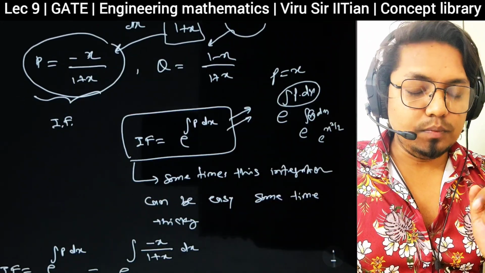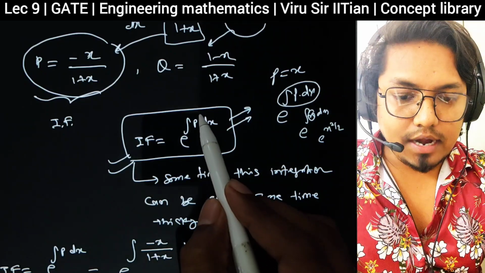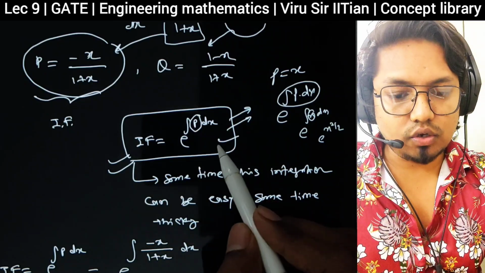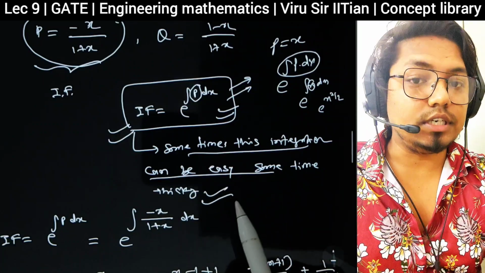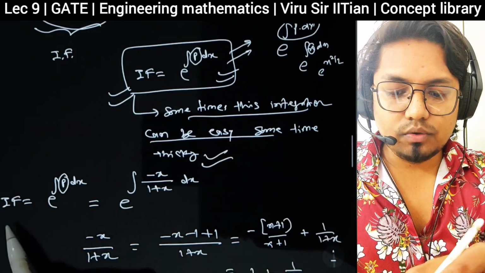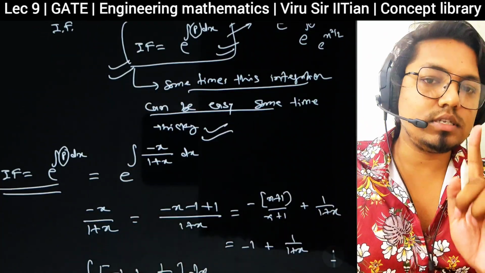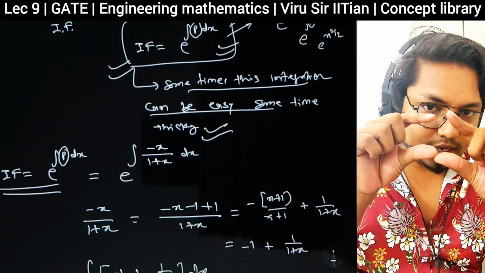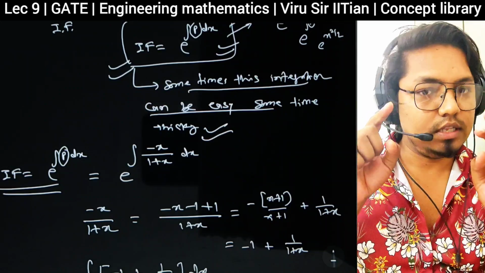So now what to do? You have to find the integrating factor. How? You identify p from your equation and then solve this. Sometimes this integration can be easy, sometimes it can be tricky. So I'm going to find the p value and integrating factor first. You always have to follow the steps. First, you arrange your equation so that it looks like dy by dx plus something times y is equal to something. This is your step 1.